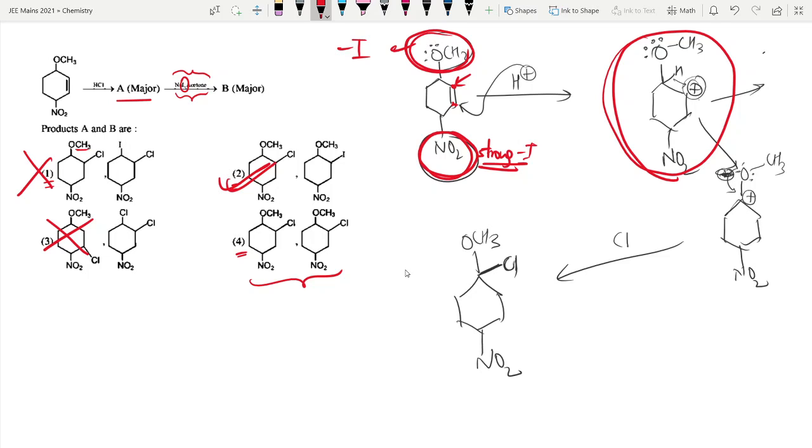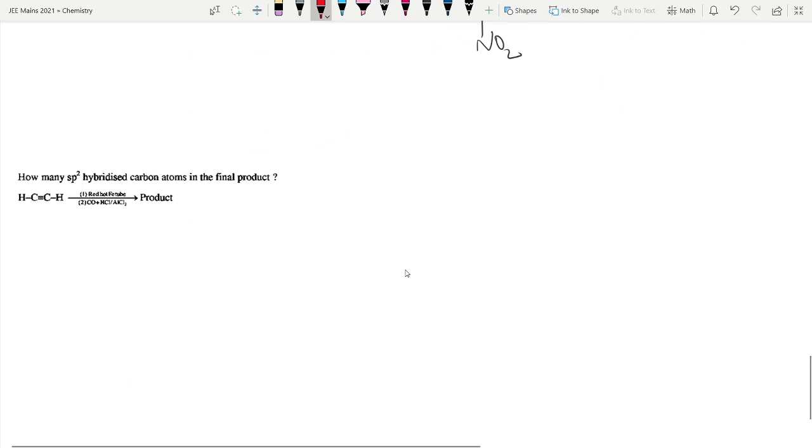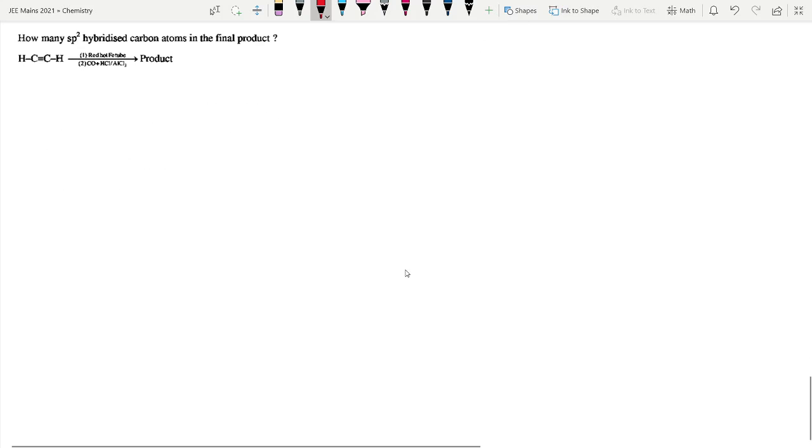No, NaI in acetone, it's a very interesting reaction. It works on the basis of solubility of iodide ion in acetone. But it is simply used for halogen exchange. So halogen exchange reaction. Okay, now this is the last one. How many sp2 hybridized carbon atoms in the final product?